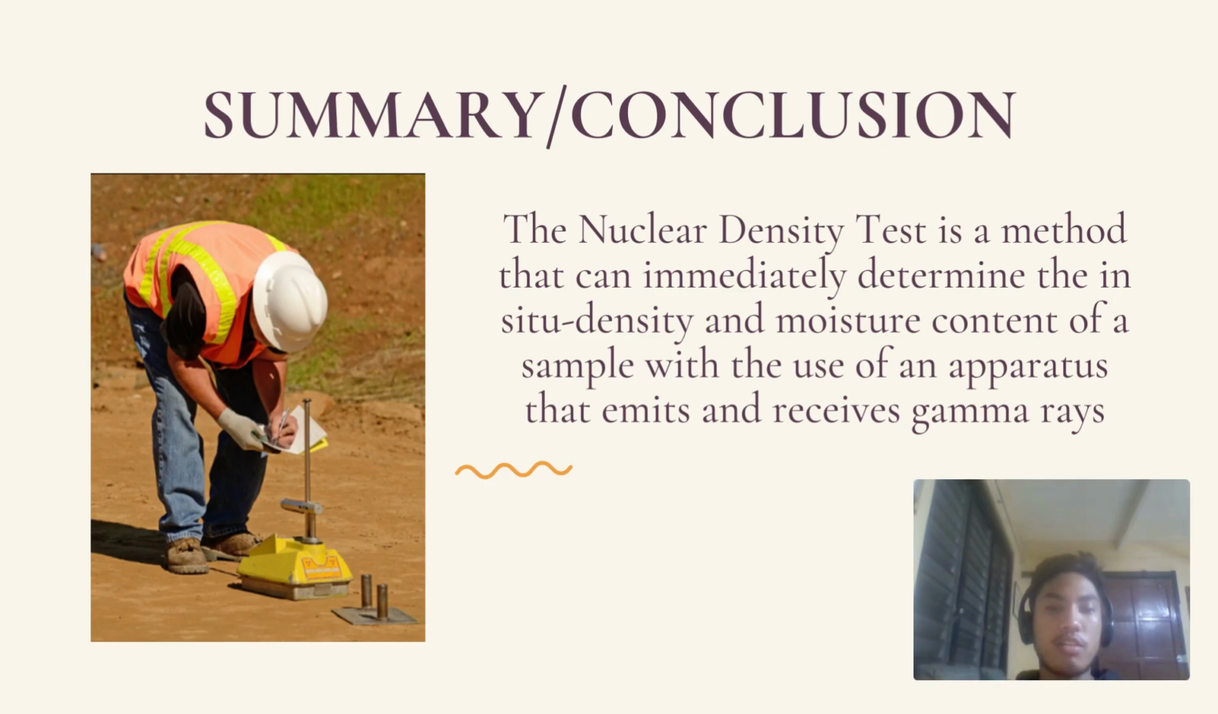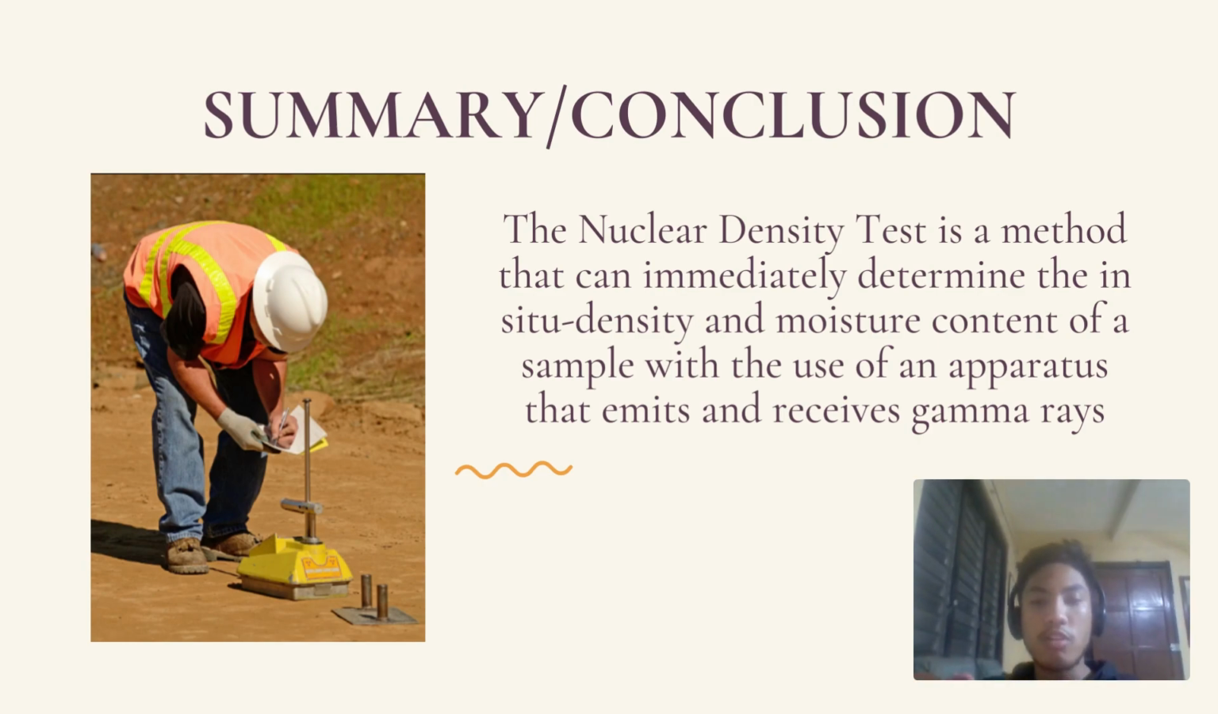So for the summary or conclusion, we concluded that the nuclear density test is a method that can immediately determine the in situ density and moisture content of a sample with the use of an apparatus that emits and receives gamma rays. Moreover, nuclear moisture/density gauges are testing devices that use low-level radiation to measure the wet density, dry density, and moisture content of soil and granular construction materials. This also uses the nuclear gauge for the measurement of the wet density only. That is all for the conclusion.